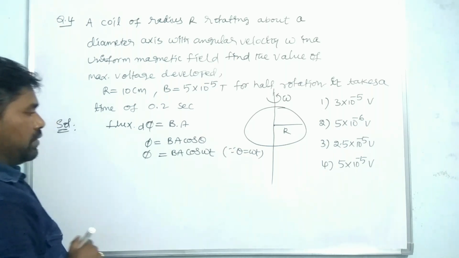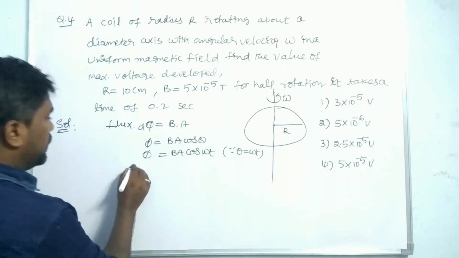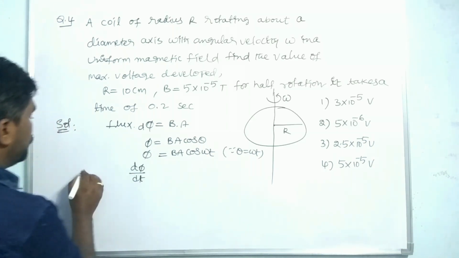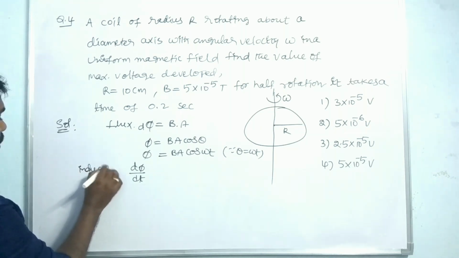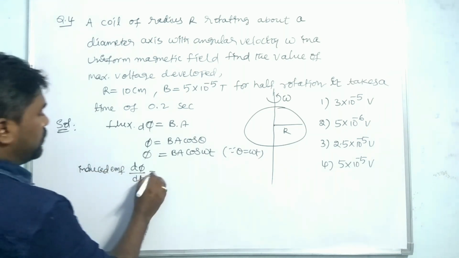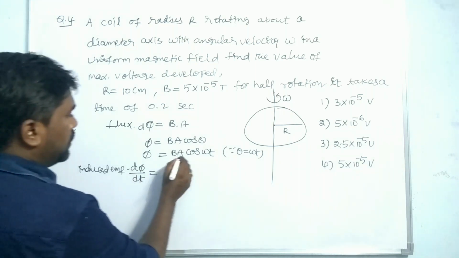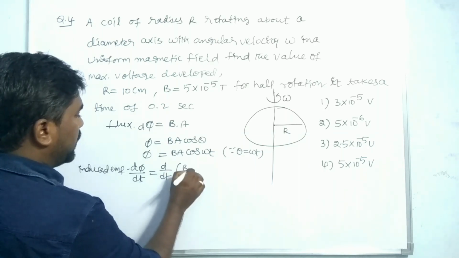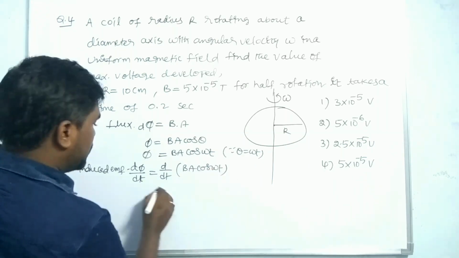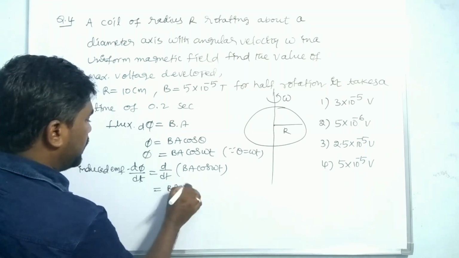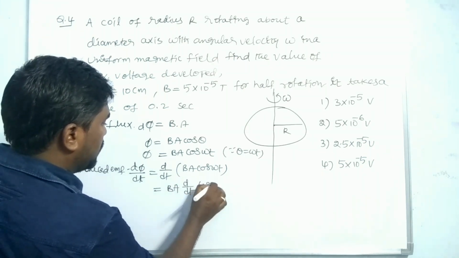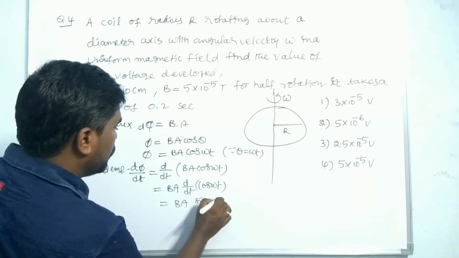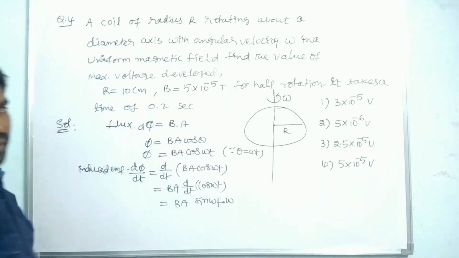Okay, so this is the phi here, where d phi by dt is the induced EMF. This can be said to be induced EMF equals minus d phi by dt, where phi is BA cos omega t. So it is d by dt of BA cos omega t. Let us write BA d by dt of cos omega t, which gives BA sin omega t into omega.